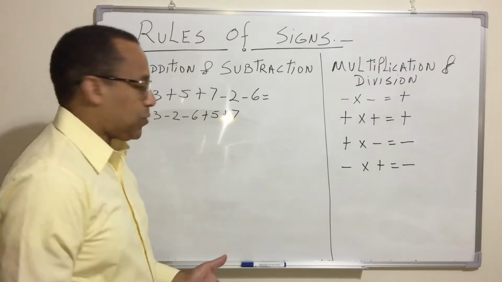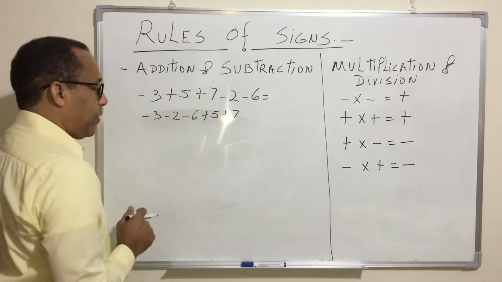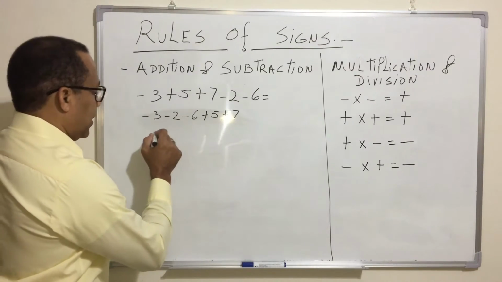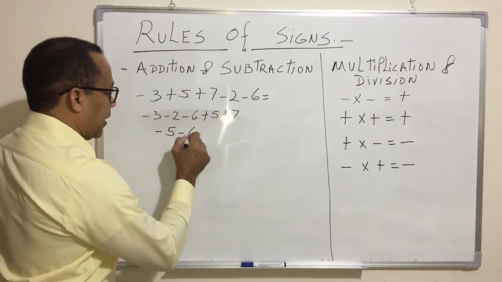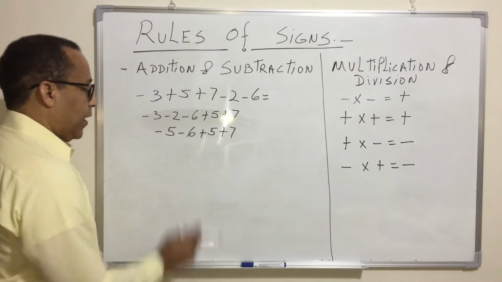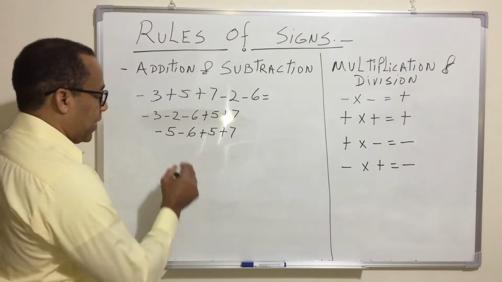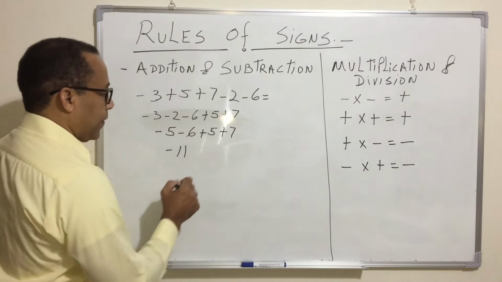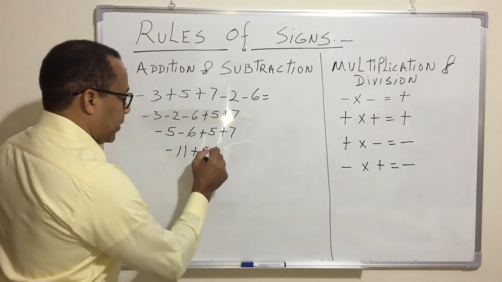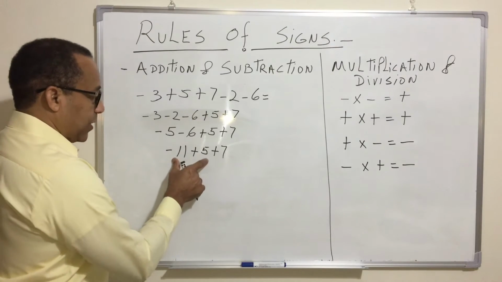And now I'm going to do it this way. The two signs are the same. I add the numbers and I copy the same sign. So this is negative 5, bring down the negative 6, plus 5 plus 7. The signs are the same. I add the numbers and I copy the same sign. So this is negative 11, bring down the plus 5, bring down the plus 7. The signs are different. I subtract the numbers.